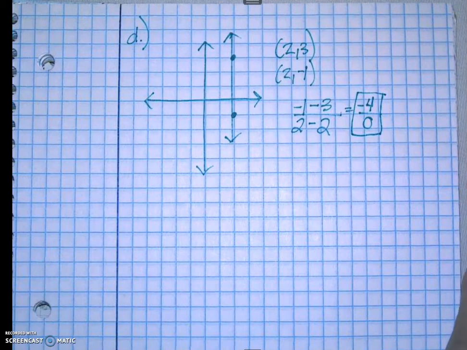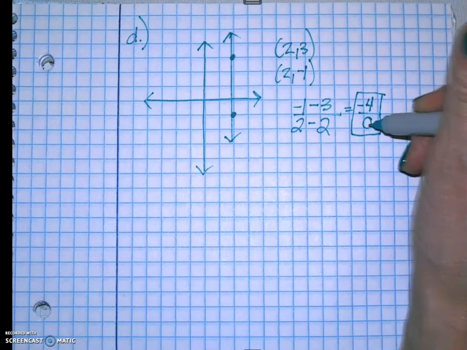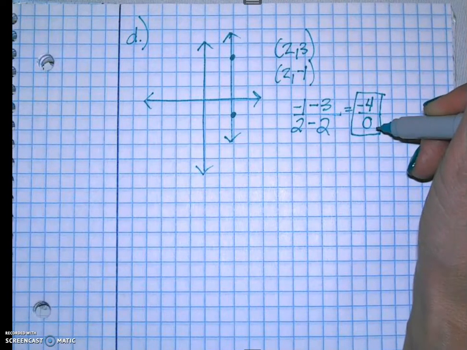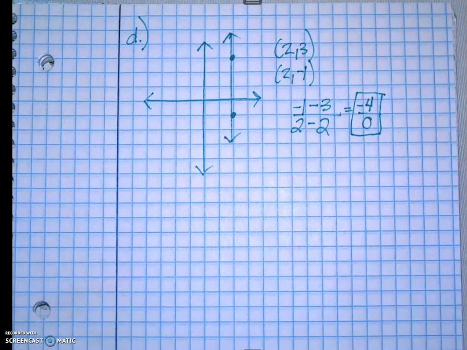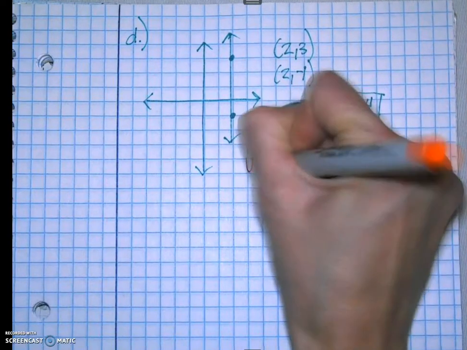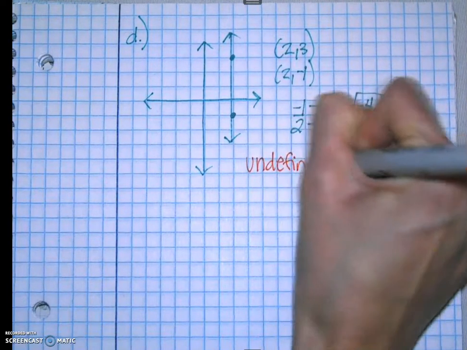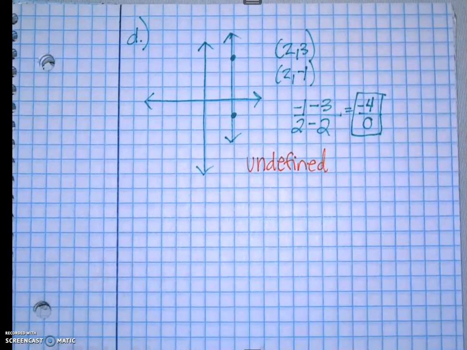You need to remember that you cannot divide by 0. 0 is not allowed to be on the bottom, and division by 0 is undefined. Therefore, that means that this line is undefined. If you guys remember, slope has to be a non-vertical line.